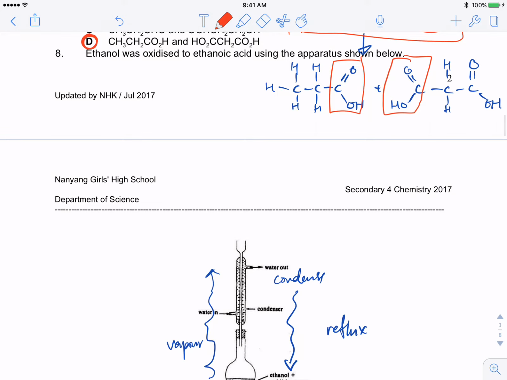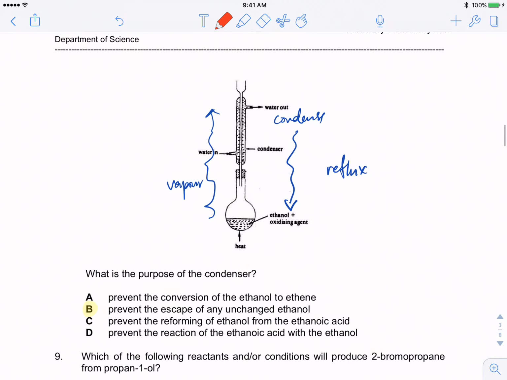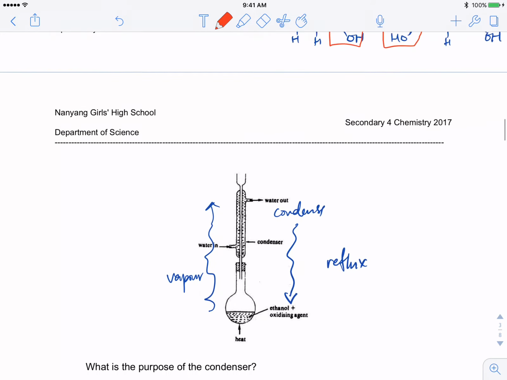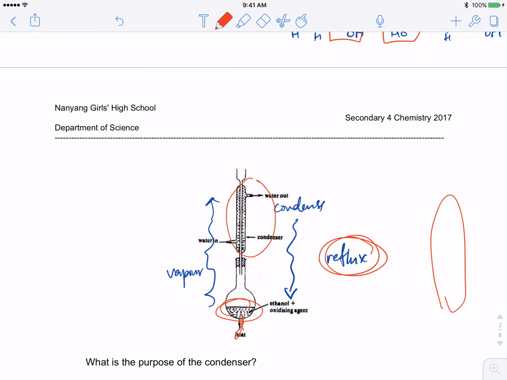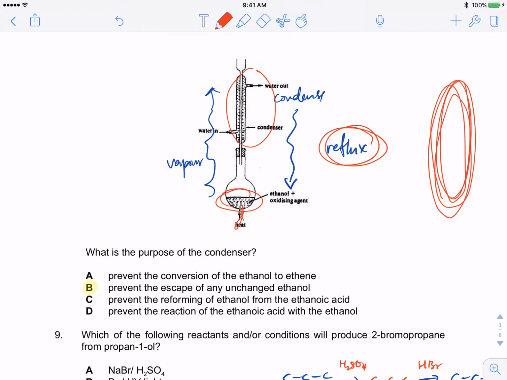Next. Question 8. Ethanol was oxidized to ethanoic acid using the apparatus shown below. So this is the apparatus. What is the purpose of the condenser? Okay, this is actually heating under reflux. First, when we heat it up, whatever's inside here will vaporize once the temperature is high enough. It reaches the condenser and it starts to condense back. So this is a cycle, up and down, up and down. So we call it reflux.